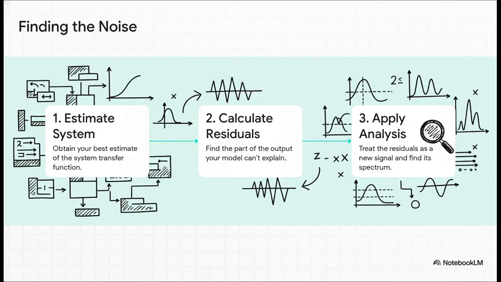It's a simple three-step process. First, you get the best possible estimate of your system using the method we just discussed. Second, you calculate what are called the residuals. That's basically the signal that's left over. It's the part of the output that your system model can't explain. This residual is our best guess at what the noise actually is. And third, you just treat that residual signal as its own time series and apply the exact same spectral analysis method to it. Boom, you get a clean estimate of the noise spectrum.